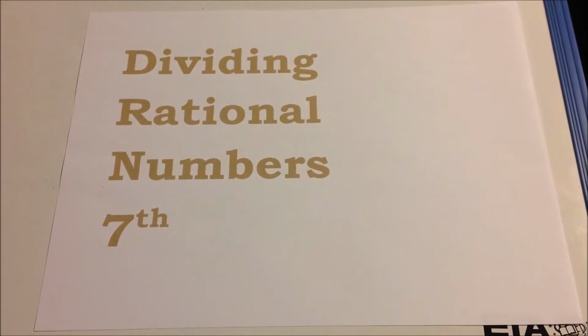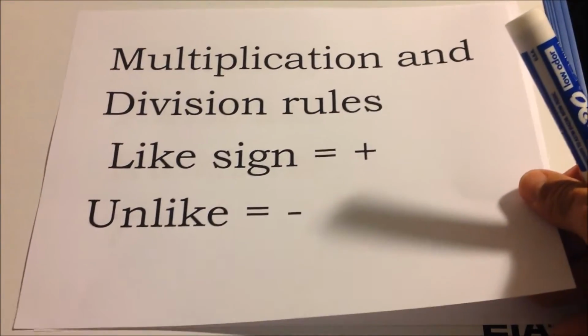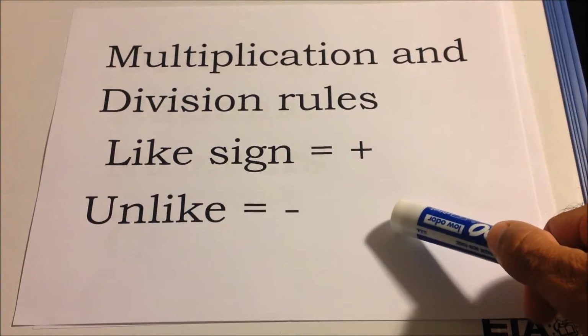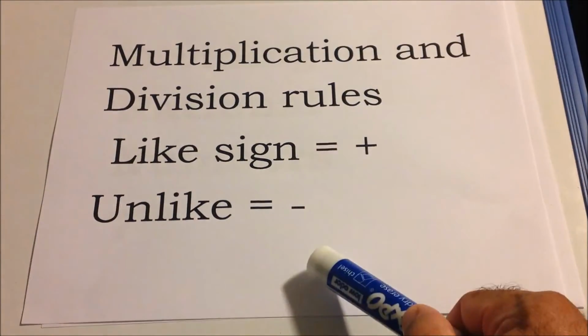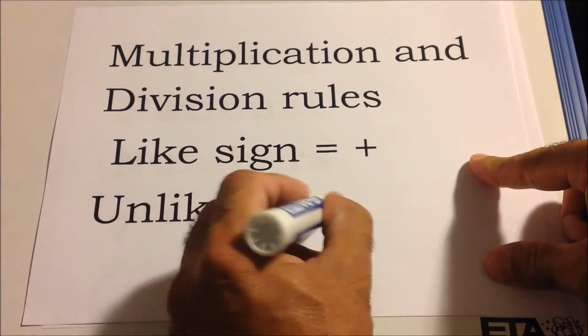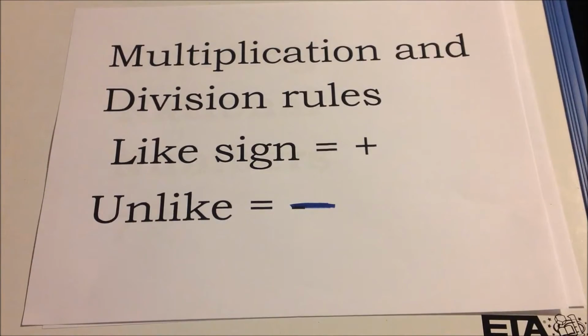Alright, here's our video on dividing rational numbers. So remember the rules, the same with multiplication. If they're like signs, the answer will always be positive, and unlike signs, always negative. Let's look at an example.